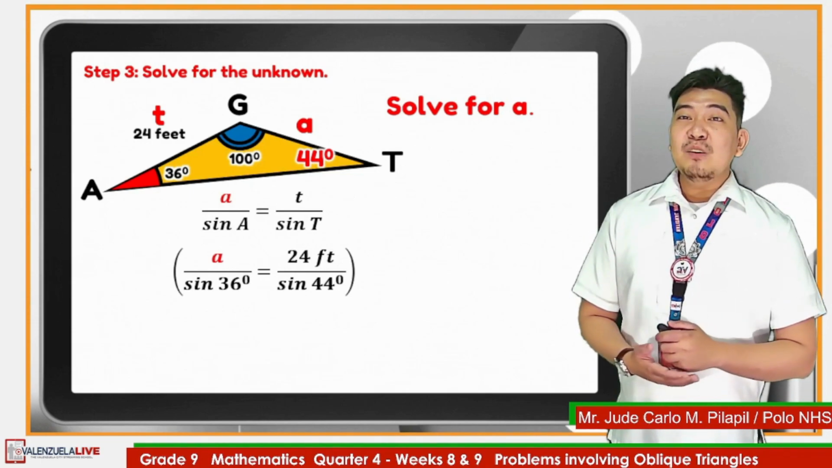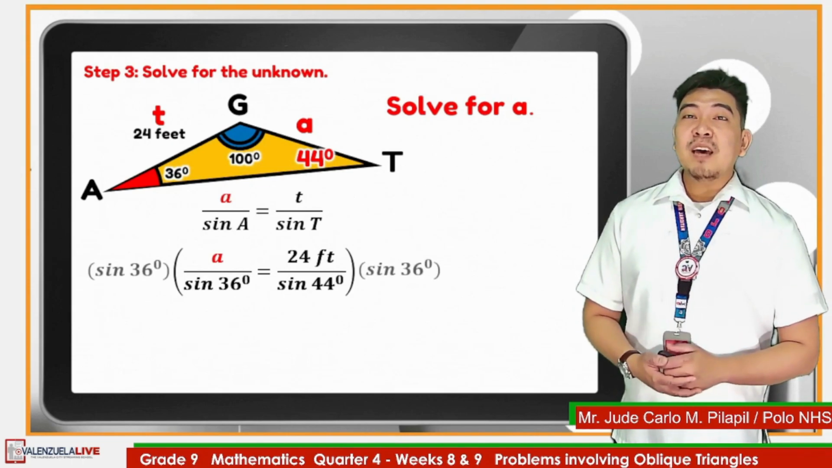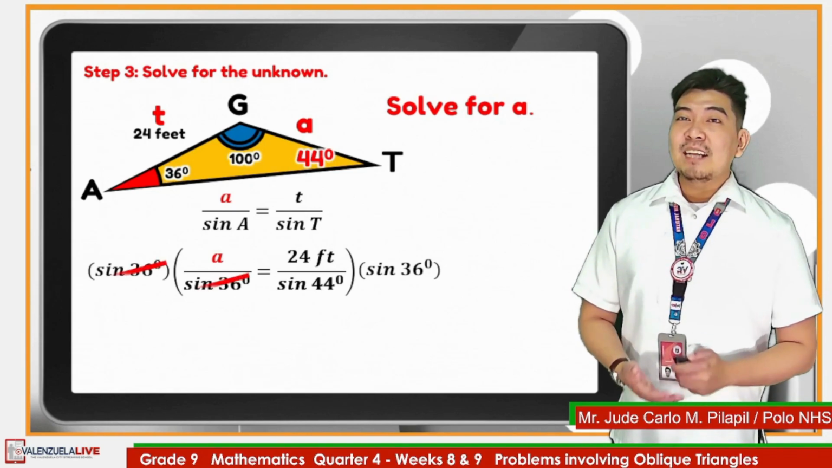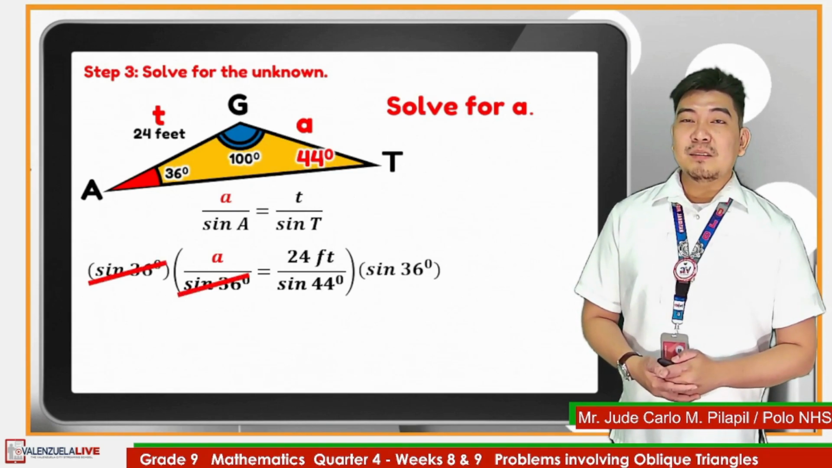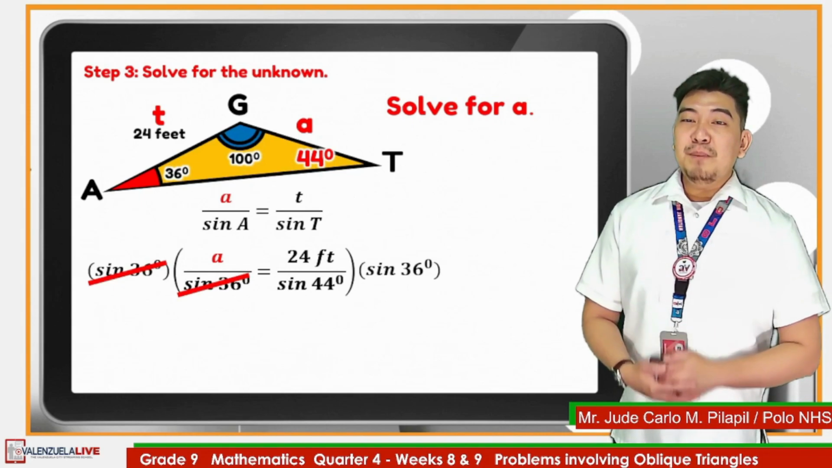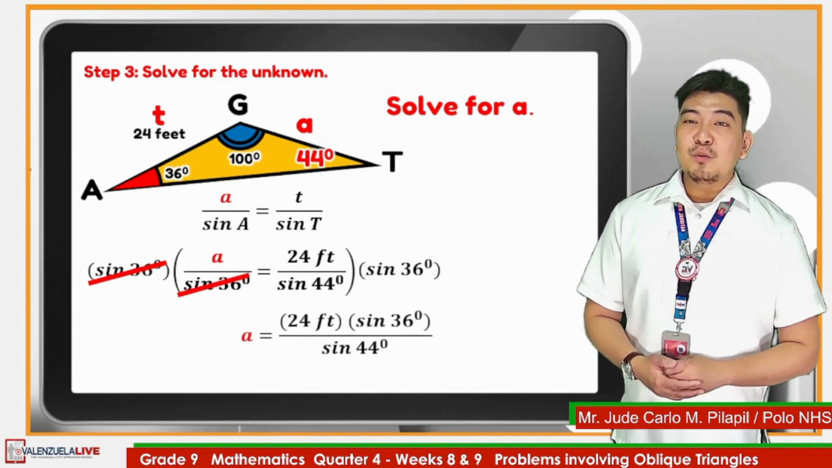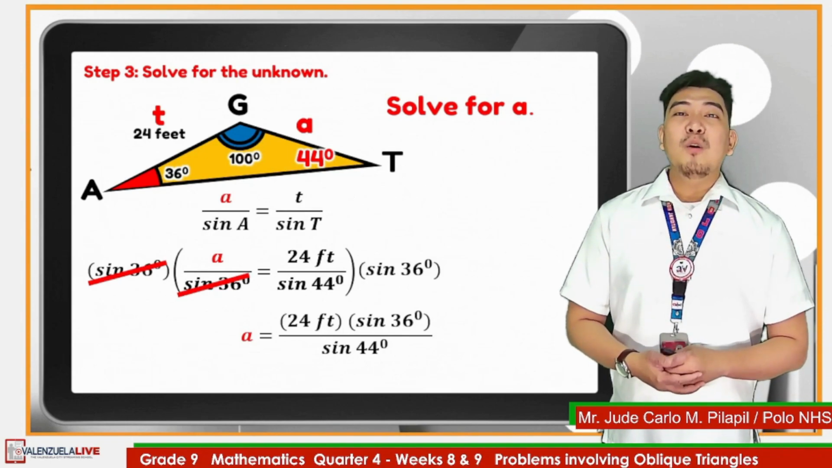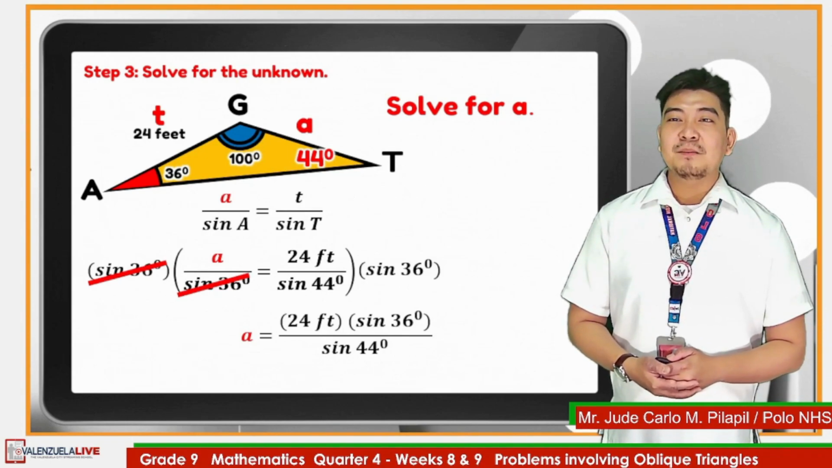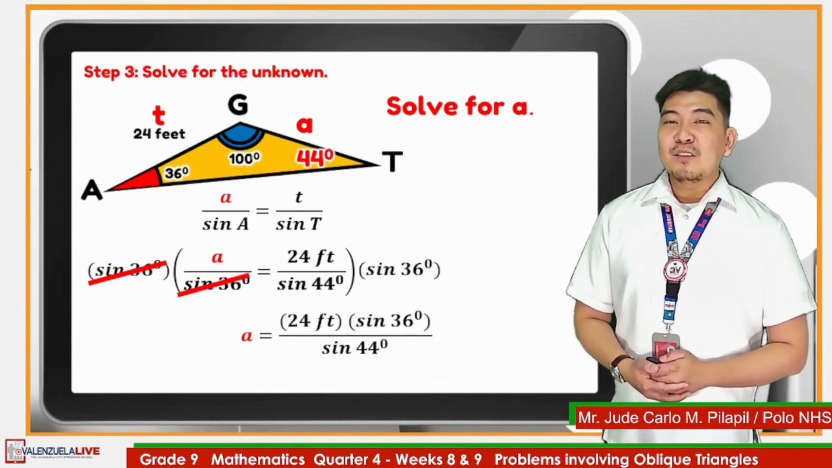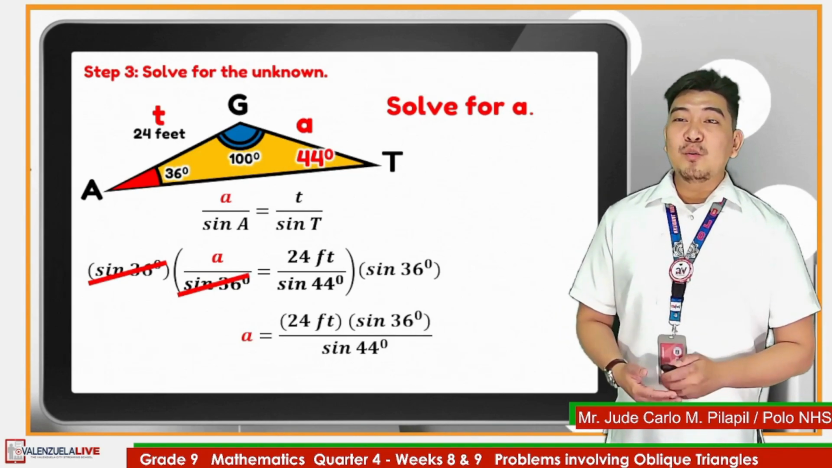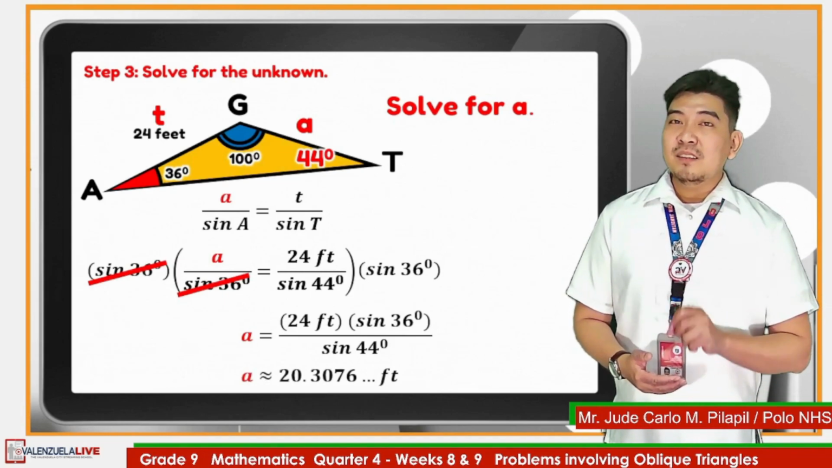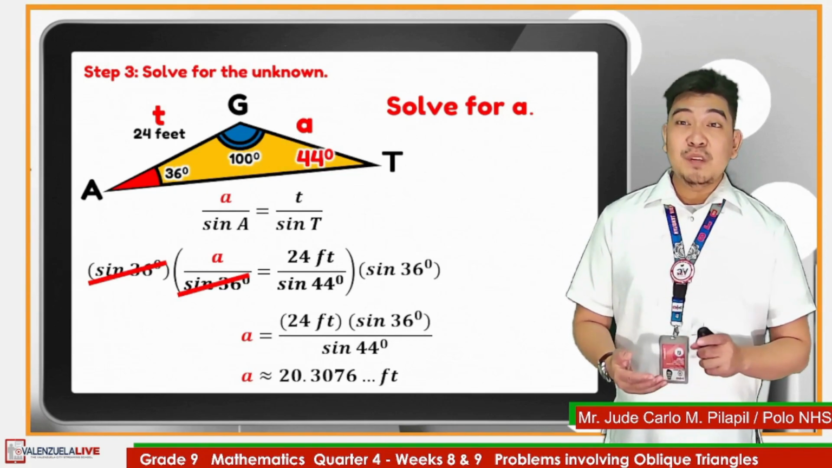To get the value of a, we need to multiply both sides of the equation by sine 36 degrees. Cancel sine 36 degrees. The solution will be a is equal to 24 feet times sine 36 degrees all over sine 44 degrees. Using your scientific calculator, it will result in a is approximately 20.3076 followed by ellipsis dots feet.